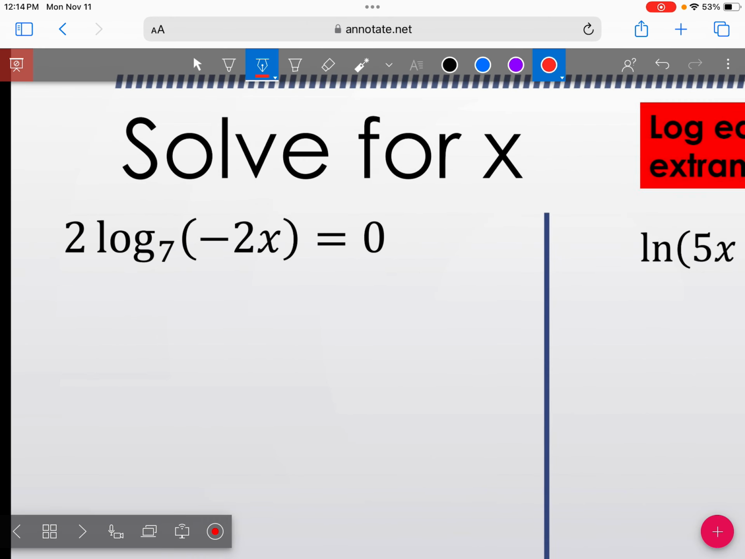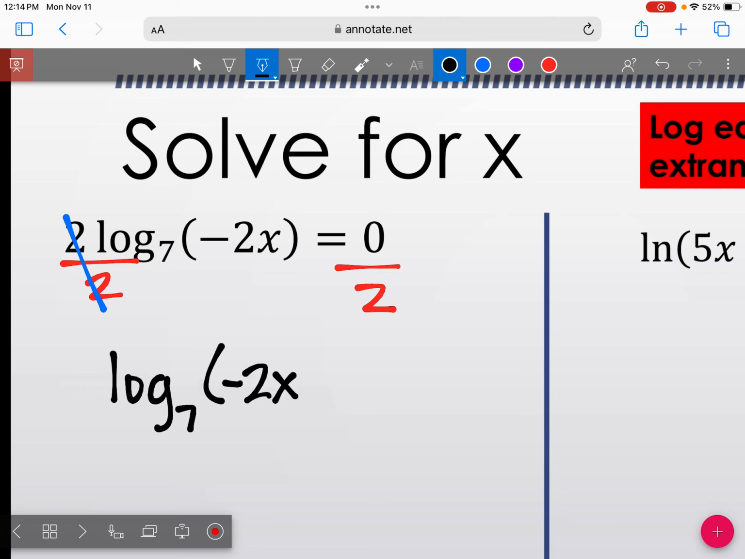All right, so we have this 2 that's being multiplied by the log. There's 2 different ways we could solve this. We could either divide it out or move the 2 and make it an exponent. You get the same answer either way. So let's just divide it out. And that gives us log base 7 of negative 2x equals 0 divided by 2, which is 0.